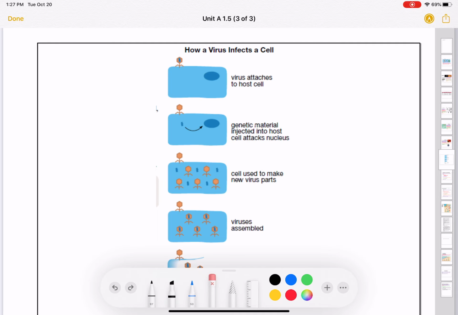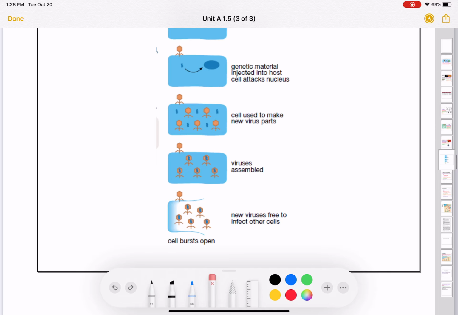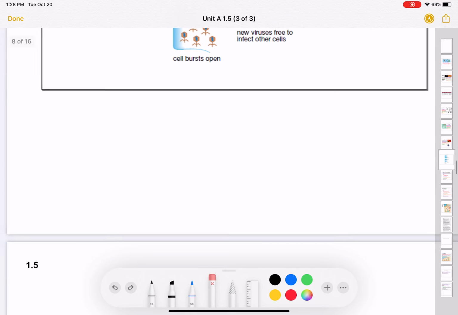How a virus infects a cell, well, this is how it happens. A virus attaches to the host cell. Its genetic material is injected into the cell, and it moves to the nucleus to attack it. It uses the DNA within the nucleus to make new parts of itself. The viruses assemble, and then the new viruses are free to infect other cells, so they can burst out of the cell and infect. Okay?